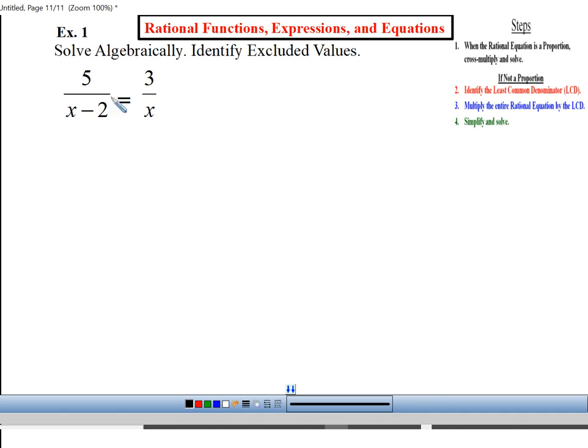I'm going to start with the smallest one. So this times that. I'm going to write it out so you guys can see it. 5 times x. Okay. Then equals to this times that. 3 times x minus 2. Did I cross multiply? Yes.